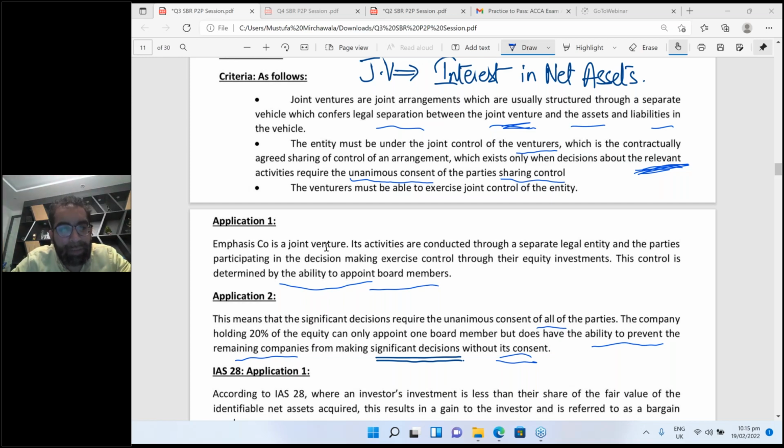This is not a joint operation. Why? Because a joint operation is normally not operated through a separate vehicle. In a joint operation, normally the shares are not distributed. The parties directly own the assets. They don't own shares. They say this building is mine, this furniture is mine.